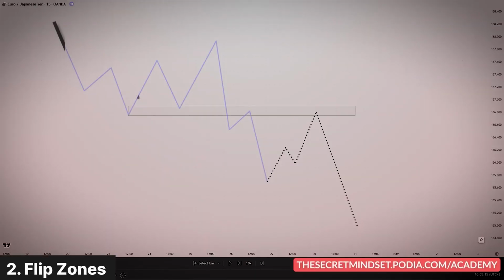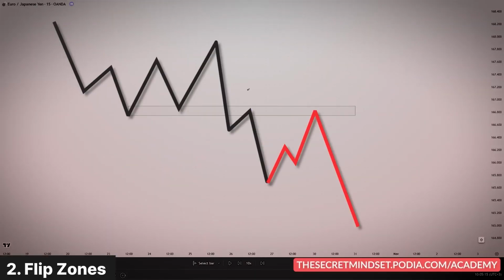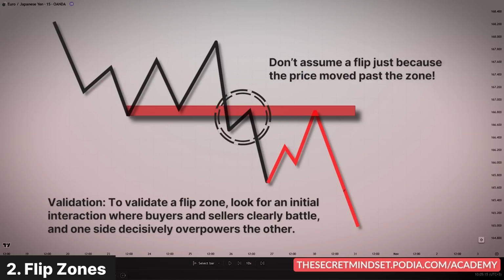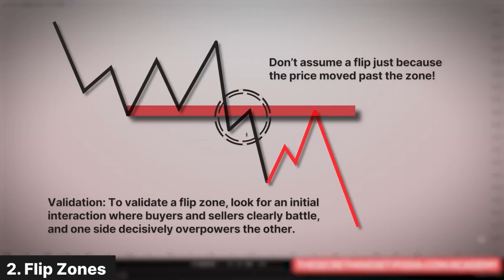But here's the thing. In order for a flip zone to be valid, you need to see that initial interaction between the two forces. Don't just assume a zone has flipped because price moved past it. Look for that clear battle between buyers and sellers and wait for one side to decisively overpower the other.